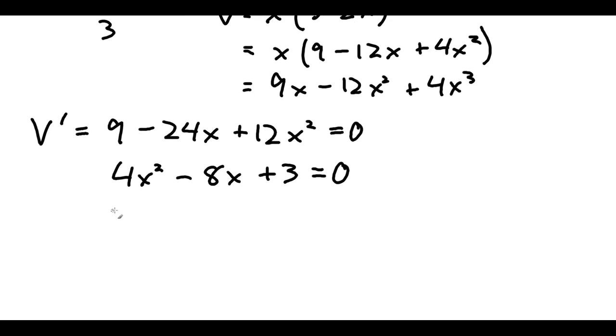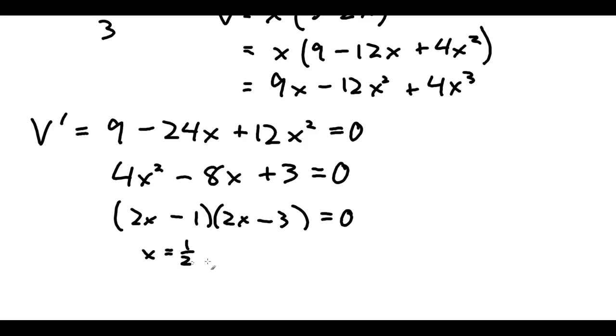And can we factor this? I believe so. Do I want... not 4 there. Let's try 2x and 2x with a 1 and a 3. Will that give us what we need? We have minus 6x minus 2x gives minus 8x plus 3. That looks good. So this tells us that either x equals 1/2 or x equals 3/2.